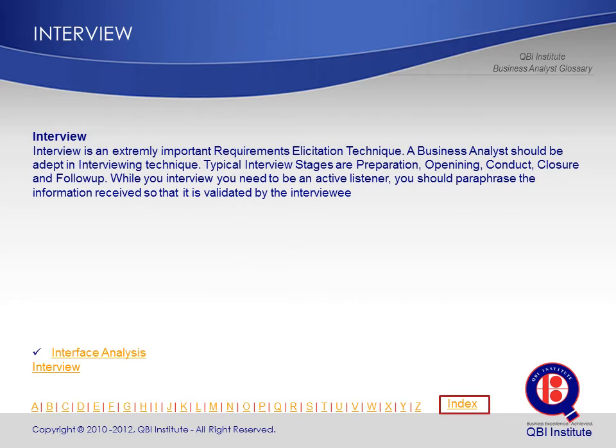Interview. Interview is an extremely important requirements elicitation technique. A business analyst should be adept in interviewing technique. Typical interview stages are preparation, opening, conduct, closure and follow-up. While you interview, you need to be an active listener. You should paraphrase the information received so that it is validated by the interviewee.